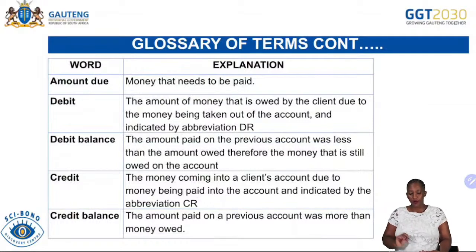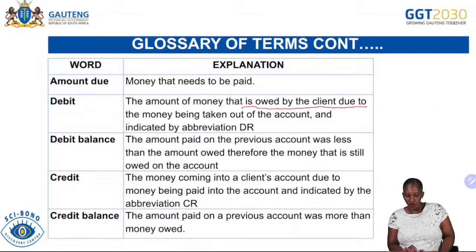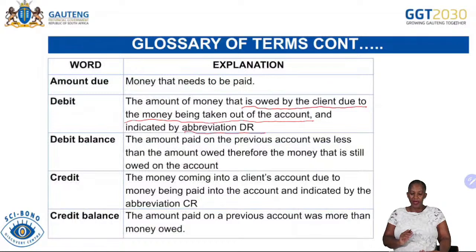Let's continue, boys and girls, with the debit now. The debit is the amount of money that is owed by the client due to the money being taken out of the account, and it is indicated by the abbreviation DR. So it means the money has been removed out of your account. So that money, as it is being taken out of the account, is indicated by the abbreviation DR, we say it is a debit. So if you say, please take this amount of money out of my account and pay it somewhere, then that amount, we call it a debit.